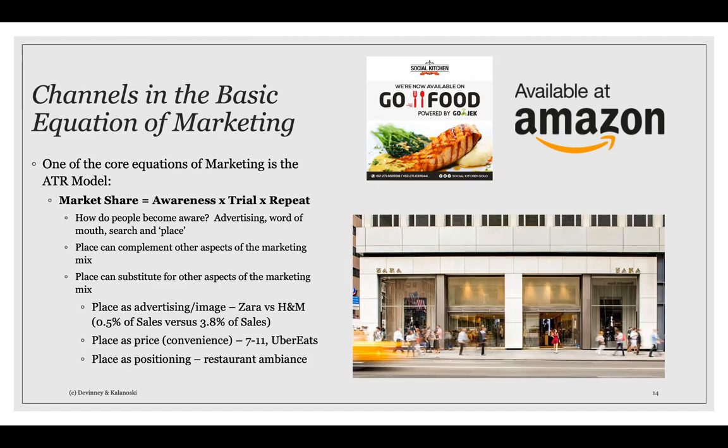So, for example, how do people become aware? Advertising, word of mouth, through search, and in the case of Zara, we talked about actually place, by being in a location where individuals go to buy it, and therefore place becomes a component of awareness. So the Zara example versus H&M was an example where place can actually complement other areas. You have different things which might affect individuals trying the product, and then a number of other things which will cause them to repeat. Something we'll come back to when we talk about digital marketing again.